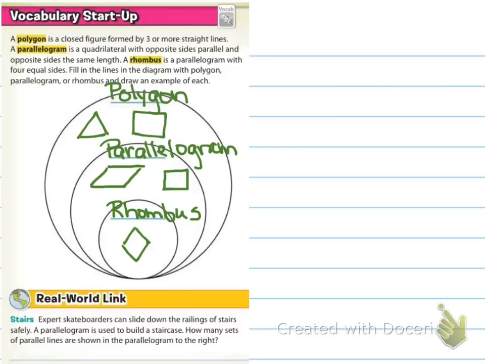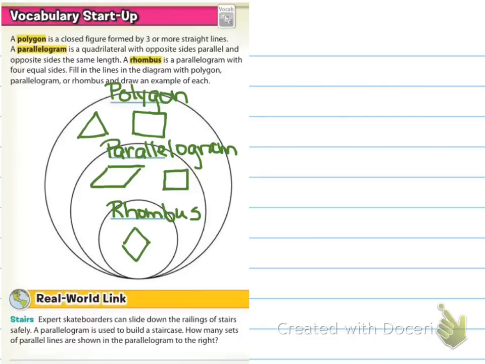A rhombus said that all sides had to be the same, and so not all parallelograms are rhombuses. A rhombus is only the one that has all 4 sides equal. Okay? So a triangle is not included in that because it doesn't even have 4 sides. And let's say a rectangle or a parallelogram that's in a rectangular shape, those are not rhombus because rectangles don't have same sides.